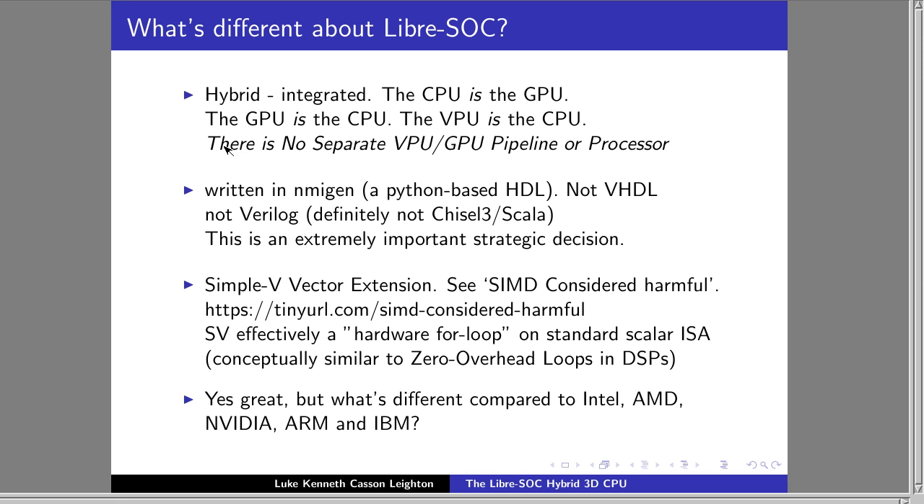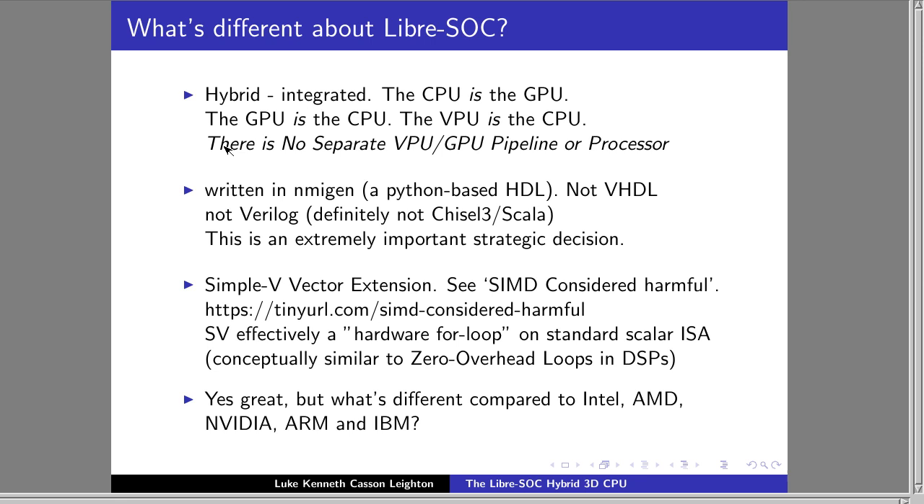It's written in nMigen, which is a very unusual choice. It's a Python-based HDL. We are not doing VHDL or Verilog. It is similar to the Chisel concept, but not exactly. But it's an extremely important strategic decision, given that 30% of programmers in the world know Python. So we're doing an extension. I'll be doing a separate talk about this.